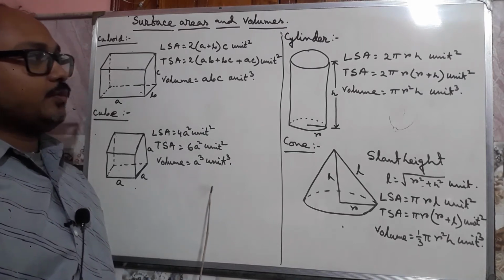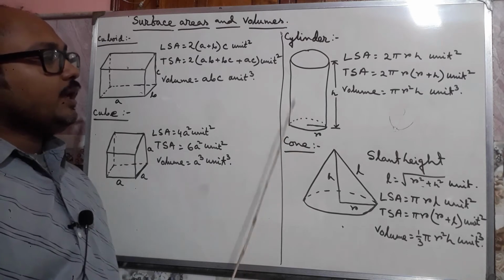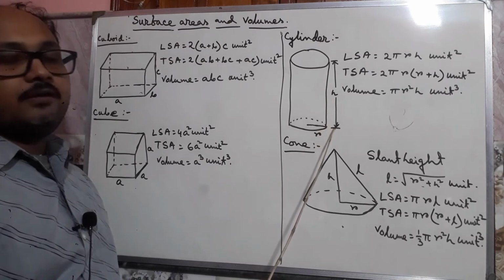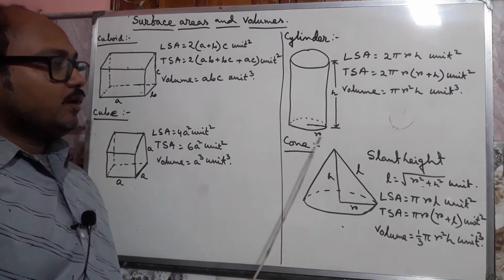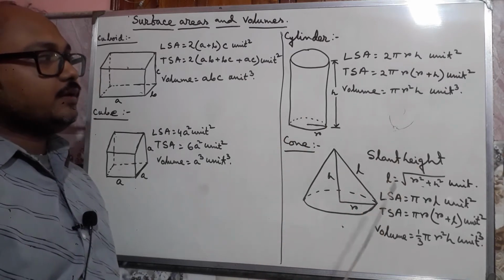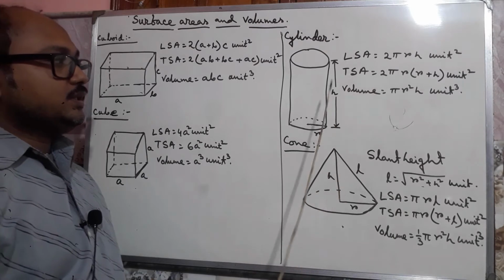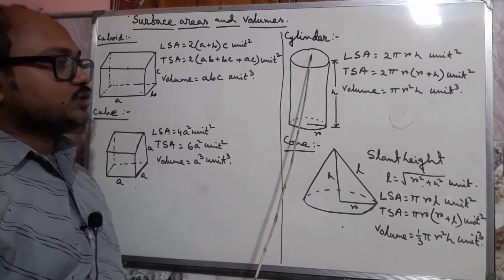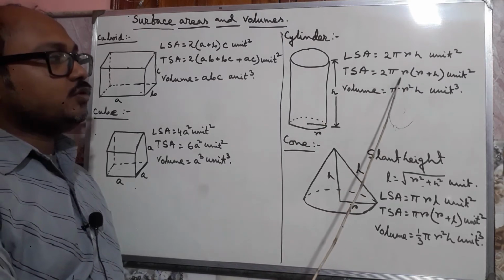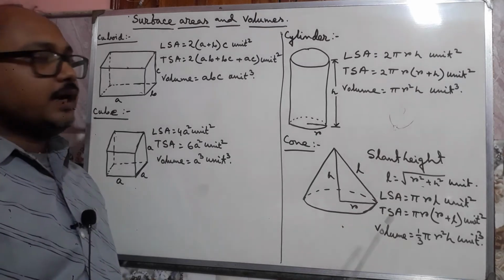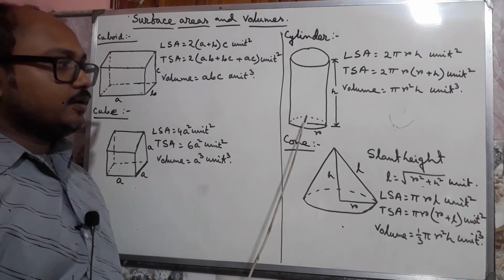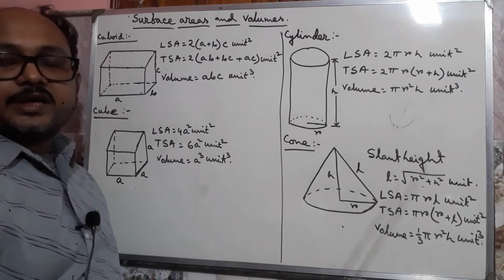A into A into A, that is A cube unit cube. Now for a cylinder, if the radius of the base of this cylinder is R unit and the height is H unit, then the lateral surface area will be circumference of this base into height, that is 2 pi r h unit square. Total surface area, this lateral surface area plus area of these two circular parts, that is 2 pi r square plus 2 pi r h, that is 2 pi r into (r plus h) unit square, and the volume, that is area of this base into height, pi r square h unit cube.